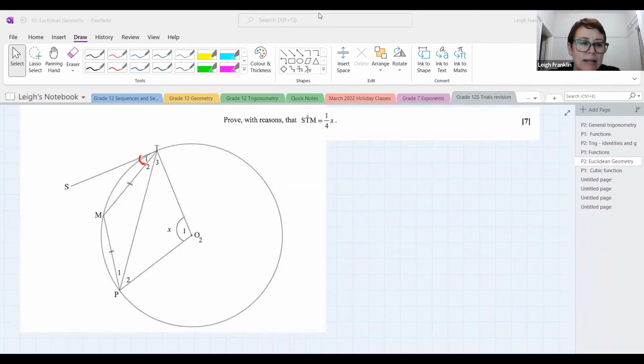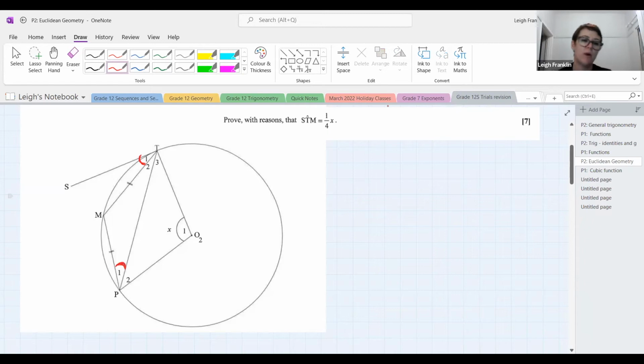Can you see there? It's got to be the angle in the alternate segment. So it's P1. ST is the tangent, TM is the chord, and TM subtends P1 at the circle. Chord MT subtends P1 at the circle, and angle T1 is the angle between the tangent ST and the chord MT. Can we see that? So straight away, we know that T1 equals P1 because of tan-chord theorem.